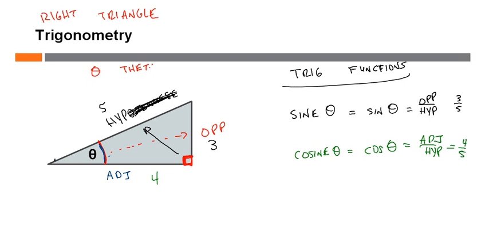The last one then is the tangent of theta, and that's equal to tan theta, the abbreviation, and it's always opposite over adjacent. Okay, which in this case would be what? Opposite is 3, the adjacent's 4. Okay, the part I really need you to know is all this right here. Those are the 3 definitions. That's what you need to write down.